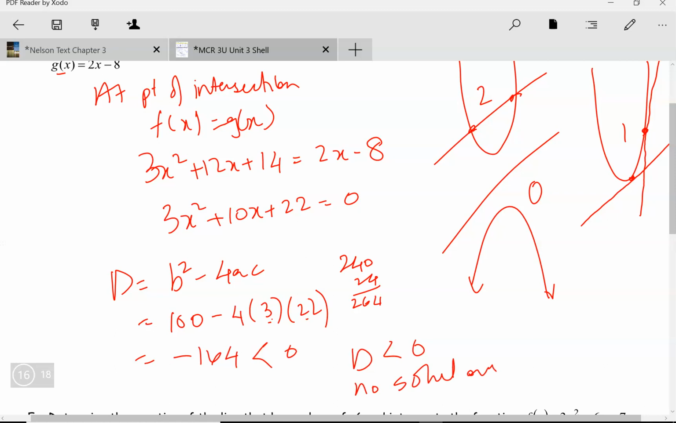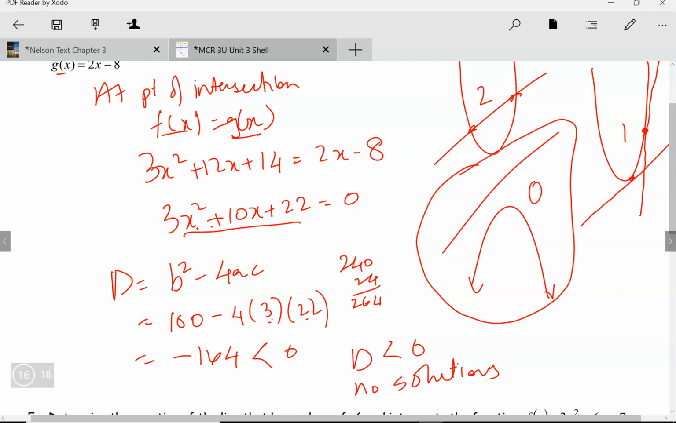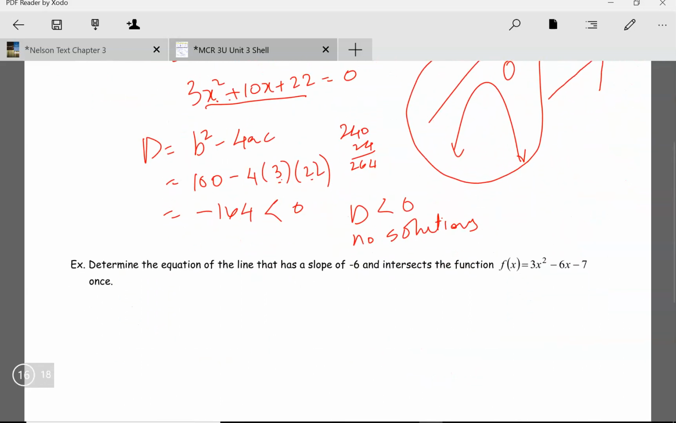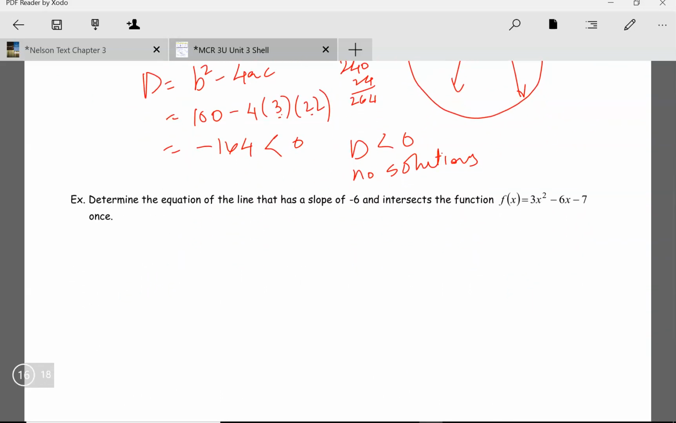So what does that mean exactly? There's no value of x for which f of x equals g of x. That x does not exist. There's no real solutions for x, is what that means. So this is the case where there's no solutions because there's no value of x for which our y values are the same. And that's how we do that, very similar to before.